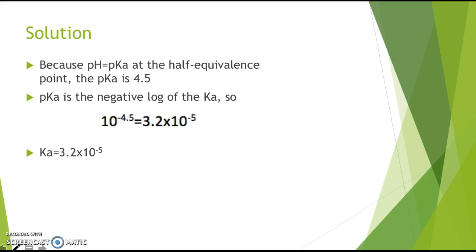So, for this problem, you can see on the titration curve that the pH is 4.5 at the half equivalence point. At the half equivalence point, pH is equal to pKa, so the pKa is 4.5. You can then find the Ka because pKa is the negative log of Ka. So you would do 10 to the negative 4.5 to find the Ka of this acid.